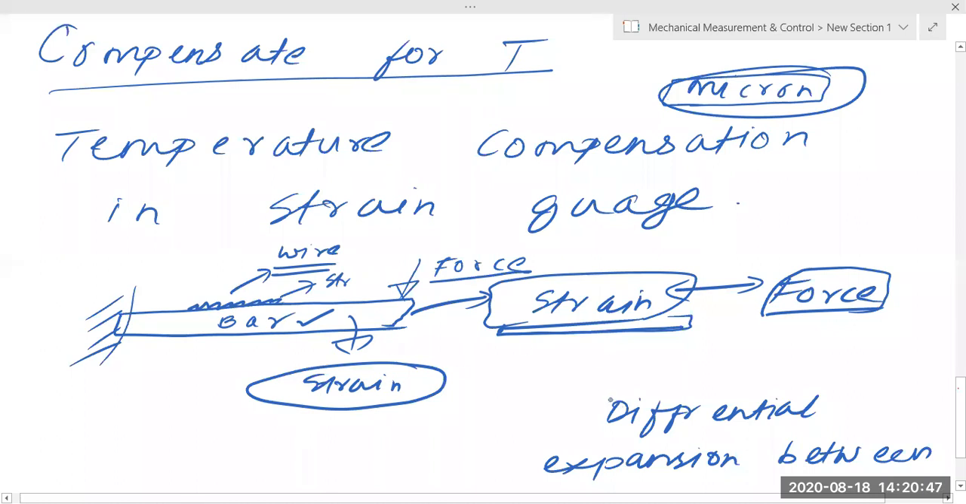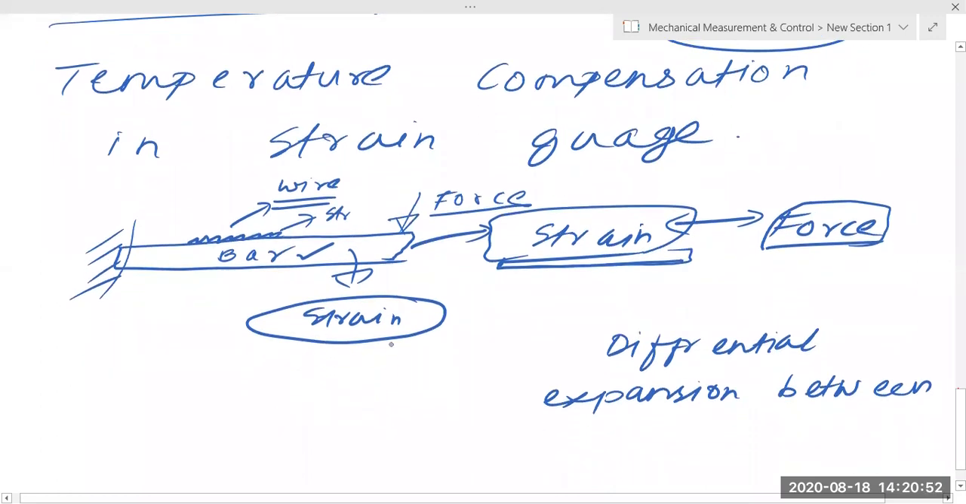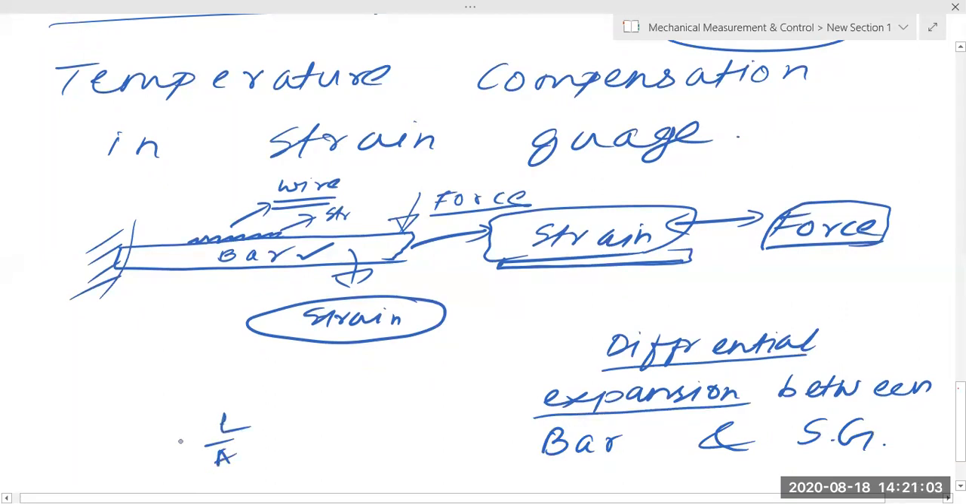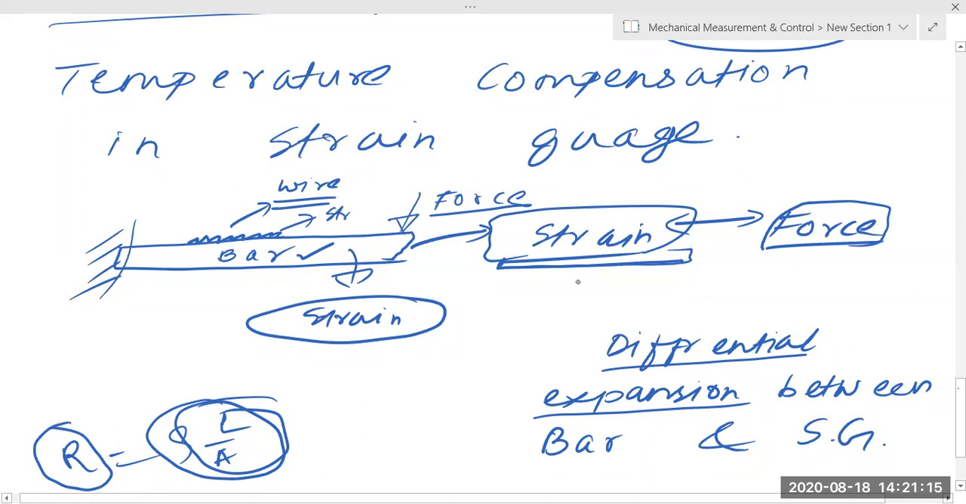So whenever there is some kind of force, there will be differential expansion between the bar and the strain gauge. L and A are changing. Whenever there is differential expansion of the bar, there will be differential expansion of the strain gauge. So this will lead to a change in resistance. There are two ways in which resistance can change. One is resistance change due to change in temperature. Be clear.